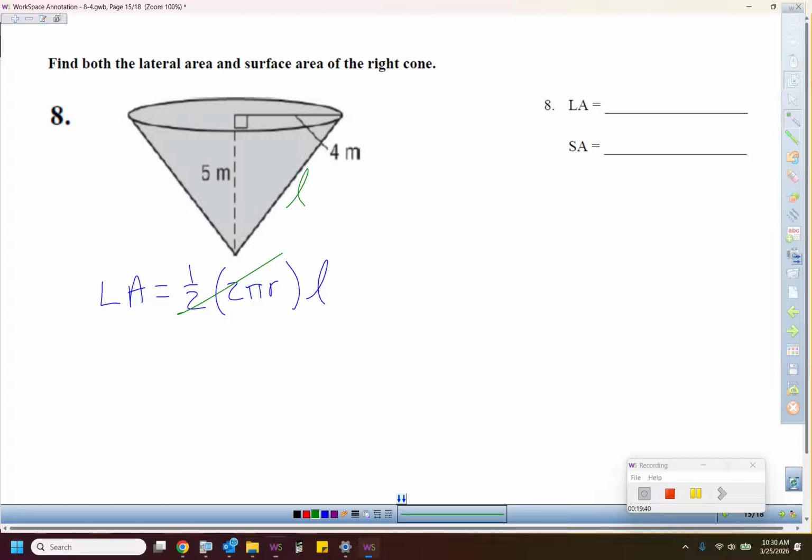So we're going to call him L, and we got to go off to the side and do the Pythagorean theorem to figure that out. So 4 squared plus 5 squared will equal L squared. Remember, the hypotenuse is the guy that goes all by himself. What's 4 squared? 16. And 5 squared is 25. I don't know why I wrote 21 down, but he's 25. And that'll be L squared.